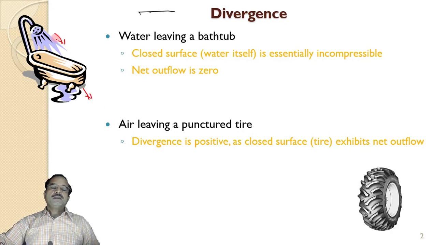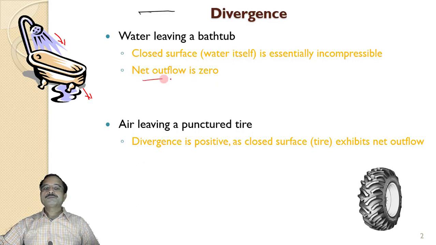So in this case the incoming amount of water is the same as the outgoing amount of water. That means in this volume the net outflow of water is zero. So this is an example of zero divergence.